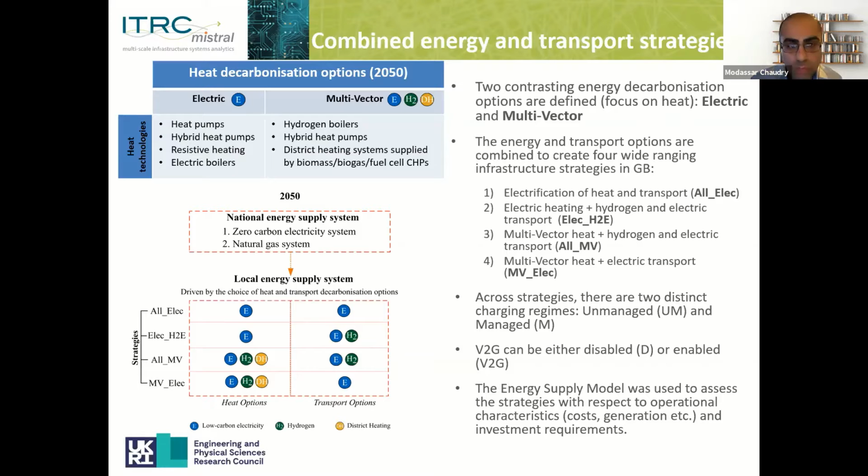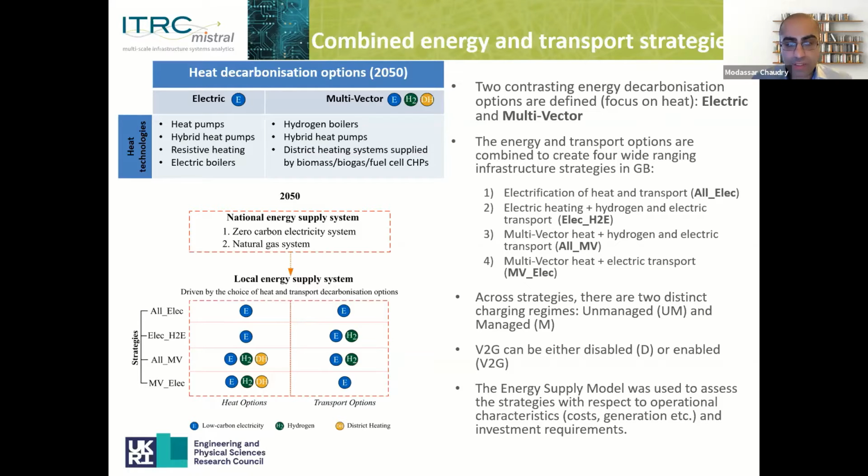So to complement the work performed by the CCC and others, we have two contrasting heat decarbonisation options summarised in the table above. We have the electrification pathway, in which we have technologies such as heat pumps, resistive heating, and electric boilers. And we have a multi-vector pathway, in which we have widespread uptake of hydrogen boilers in combination with other technologies such as heat pumps and district heating systems supplied by biofuels and hydrogen.